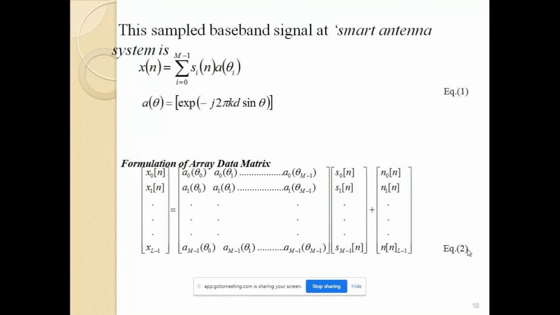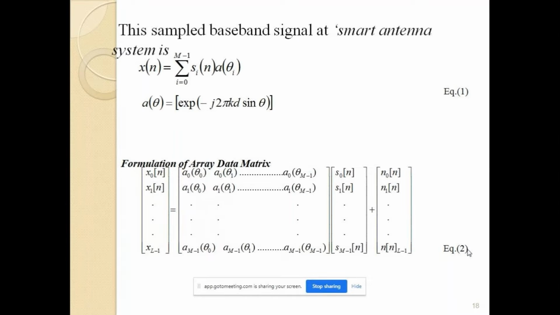Now, when we see the development of equations, or the formulation for an array data matrix, in equation 1 the received signal is x of n, with i equal to 0 to m minus 1, where m is the number of antennas. S of n is the digital signal, which is the desired signal, and A of theta is the steering vector. The steering vector is responsible for steering the beam from one direction to another direction.